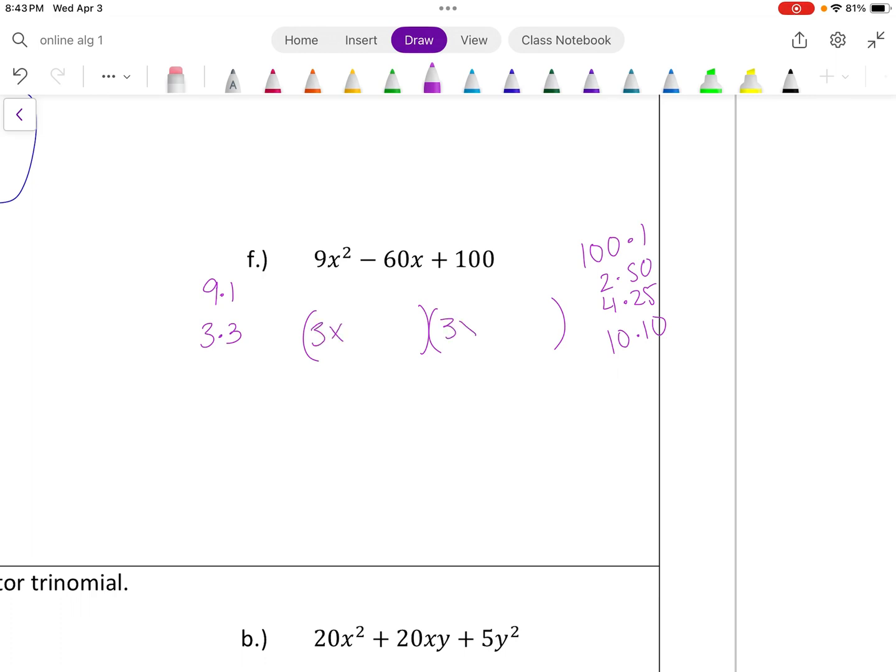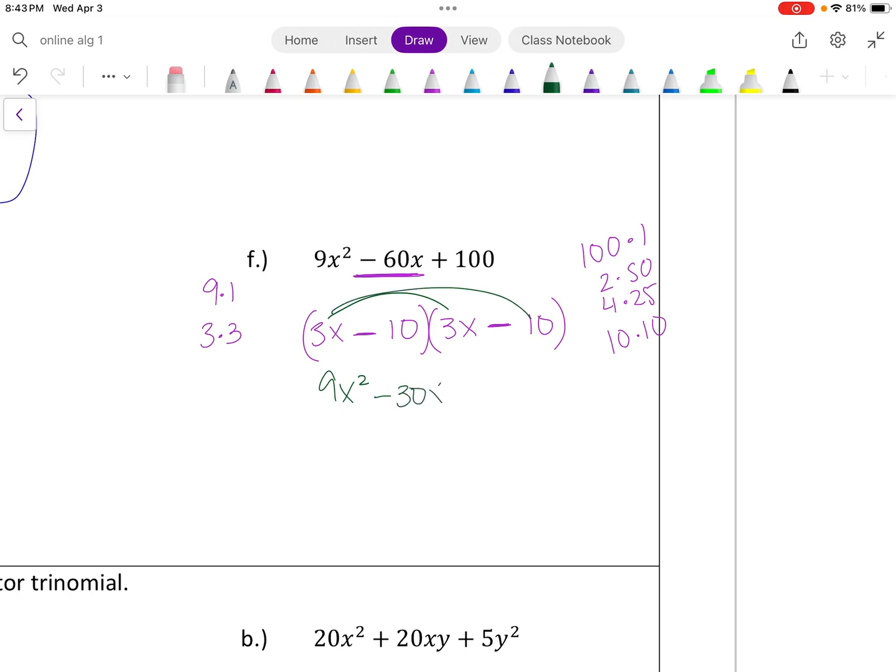Square root of 9 is 3. Square root of 100 is 10. And it wants to add to be a negative 60. If I want it to end up being negative, I need these to be negative. I'm going to multiply it just to make sure this works out. 3 times 3 is 3x squared. No, it is not. It is 9x squared. Double check, you guys. Don't go too fast like me.